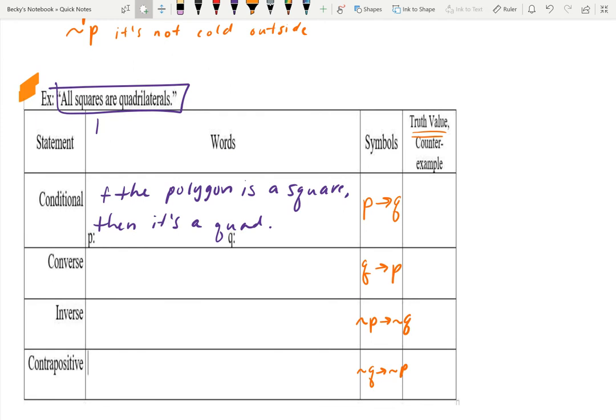Yay, technology. Okay. So let's go ahead and highlight the P and the Q. So P and Q. Perfect. Is this true or false? How do you know? If it's a square, then it is a quadrilateral. It is true, plus we said the conditional is always true. So true. Now, technically, we already know another one's going to be true, don't we?